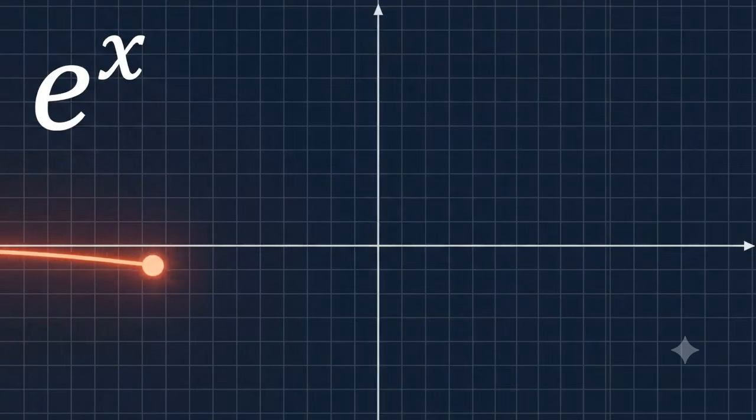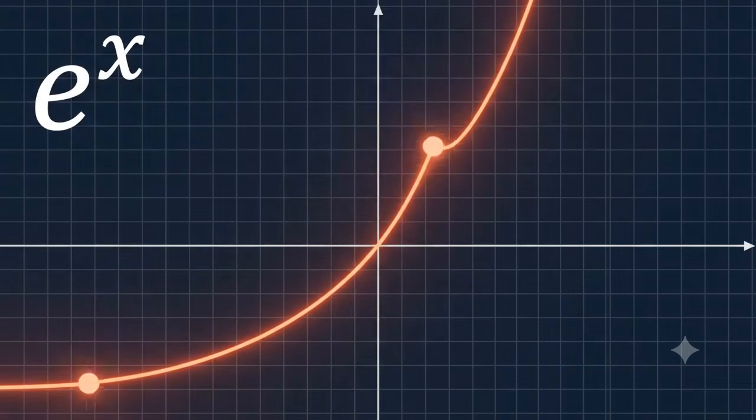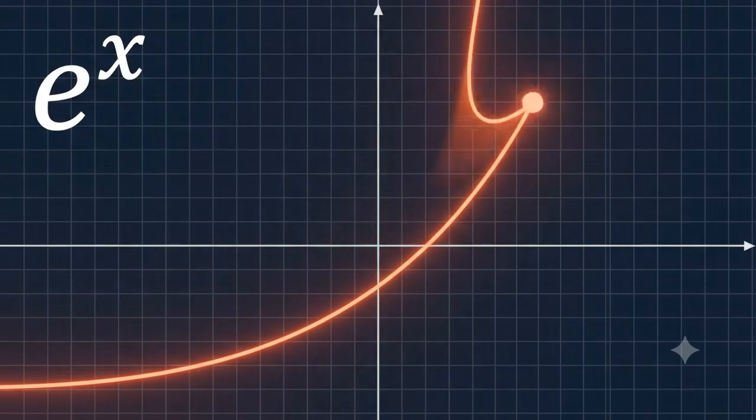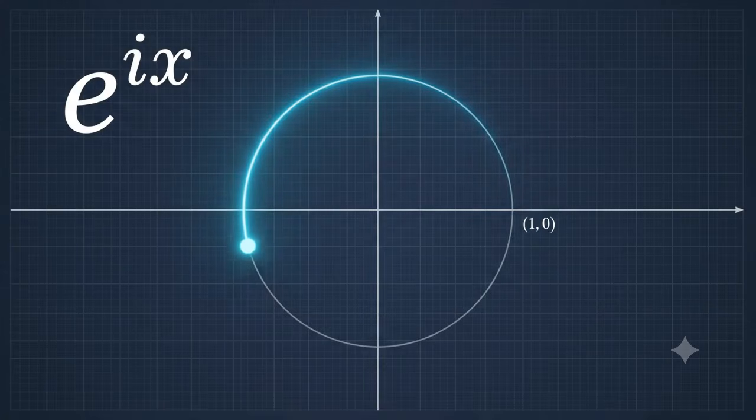Look at e to the x. It is the mathematical definition of runaway growth. As x increases, the value explodes toward infinity, doubling and tripling at an accelerating rate. Now, look at e to the ix.